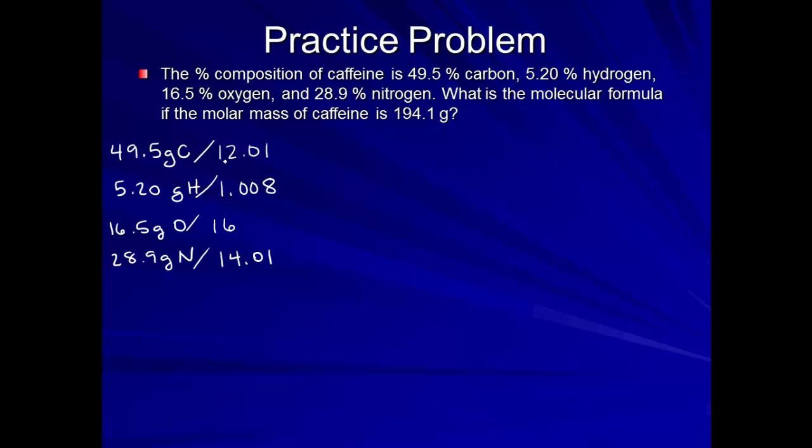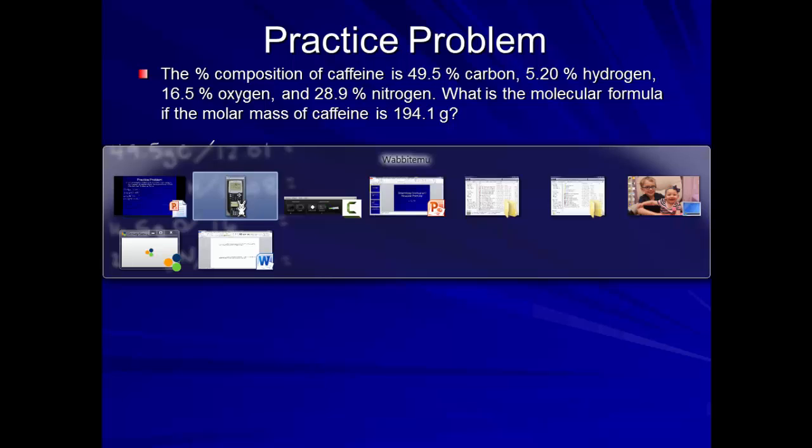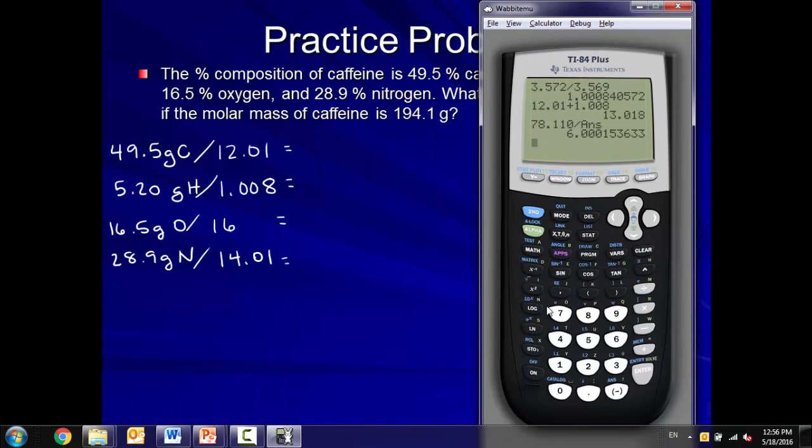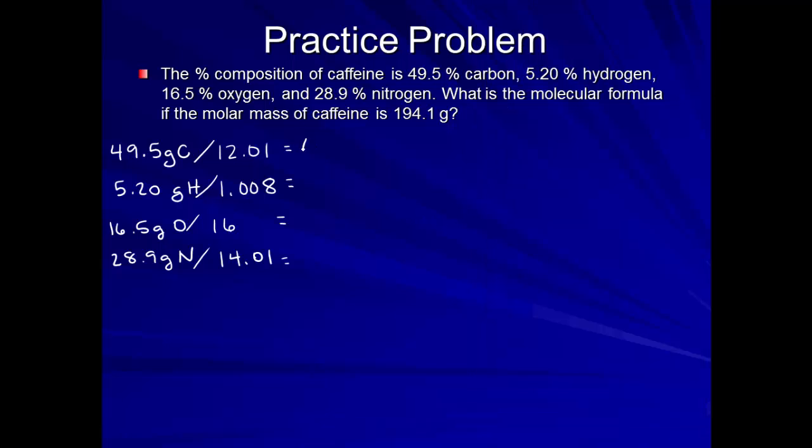These are just the molar masses from the periodic table. This is going to convert from mass to mole. So I'm going to get my calculator and do some number crunching. So carbon is our first one, 49.5 divided by 12.01. 4.122 moles of carbon.